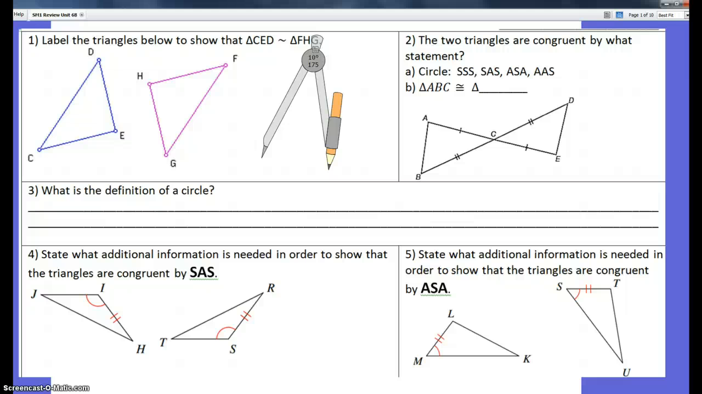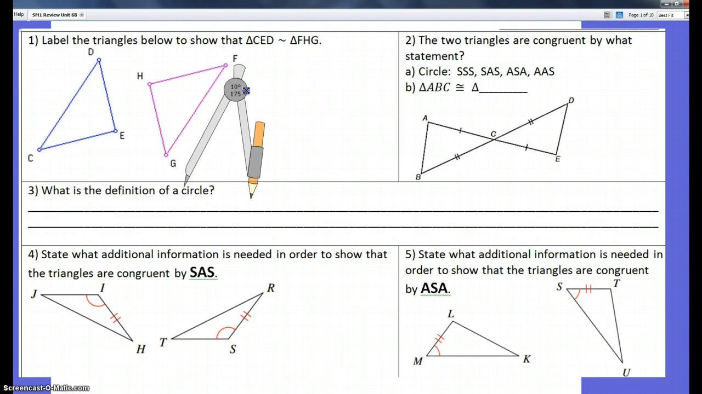This is the review for Unit 6B, and the first thing we're going to do is label the triangles below to show that they are similar. It says similar, not congruent. So angle C needs to match with angle F. C needs to match with F.